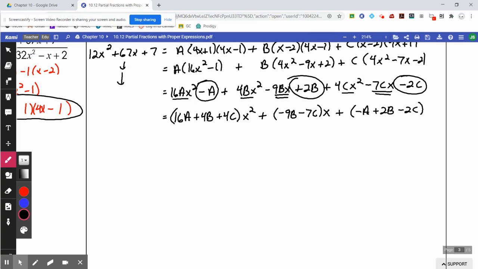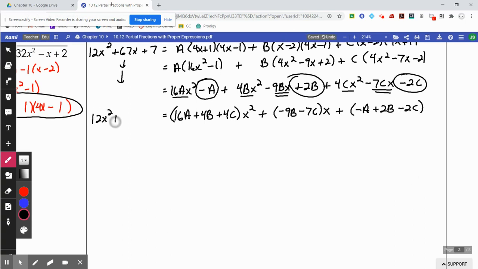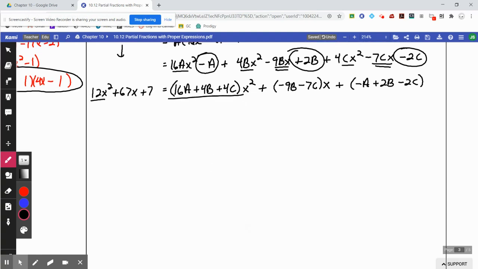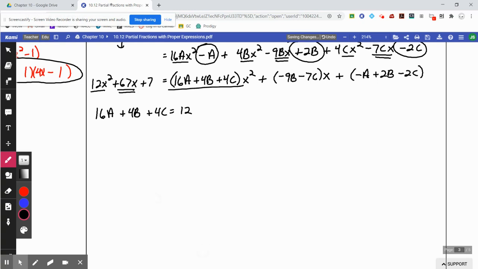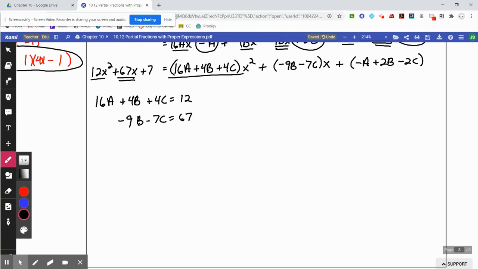Now that's equal to, again, I'm going to bring my 12x squared plus 67x plus 7 down. I'm going to group my x squared stuff together, and that tells me that 16a plus 4b plus 4c is equal to 12. Your x stuff grouped together gives me a negative 9b and a negative 7c is equal to 67. And my constant terms are going to equal negative a plus 2b minus 2c, and that is equal to 7. So there's your system.